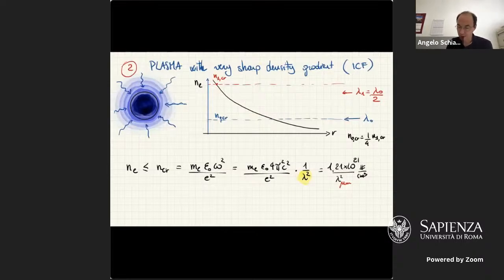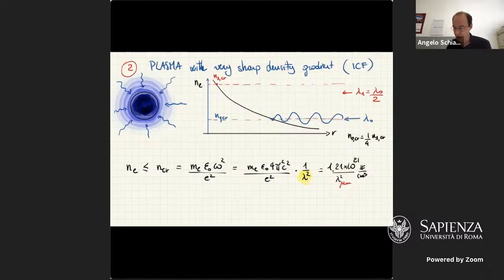So you see that if we send a laser with lambda 0 from the outside, it will stop where the density of the electrons is equal to the critical density. This means that the frequency of plasma oscillation is the same as the incoming angular frequency of the wave.